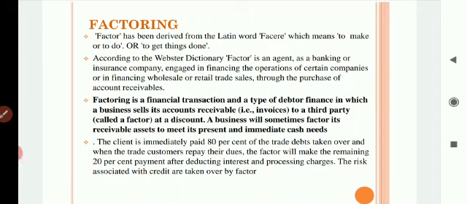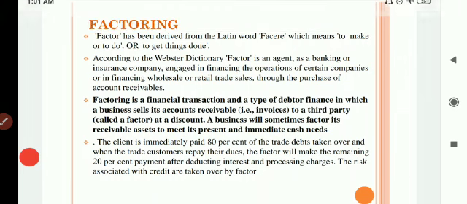We will be covering 3 topics here also. So first topic is factoring. What is factor? See, factor is derived from a Latin word facere, which means to make or to do or to get things done. See here, factoring means an agent who is paying on behalf of yours. That means you are getting the money on behalf of your customer.